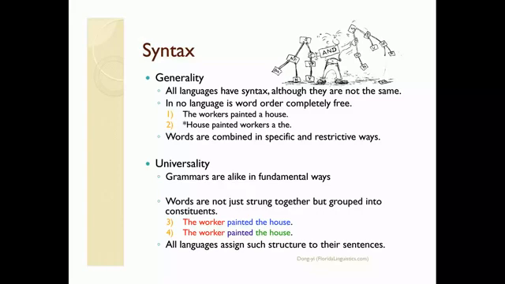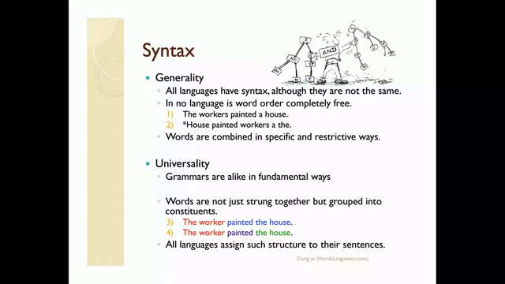In no language is word order completely free. Even in languages where word order is freer, there is always a canonical, pragmatically neutral word order. In all human languages, when words are combined to form sentences or phrases, it's achieved in specific and restrictive ways as regulated by the rules of syntax. Despite cross-linguistic differences, grammars are alike in fundamental ways. This is also true of syntax across languages.